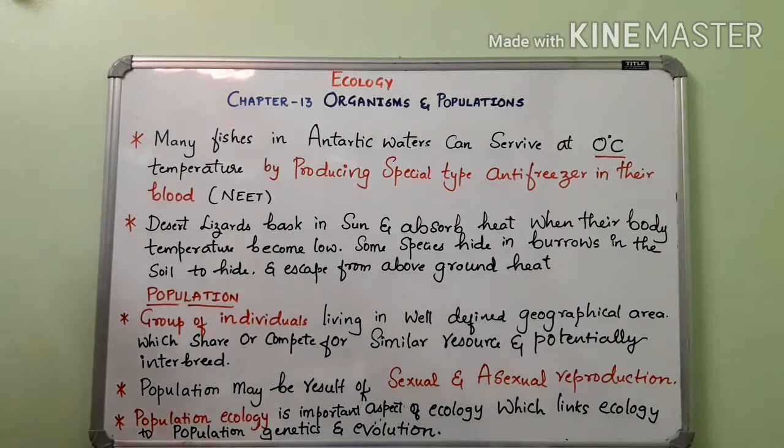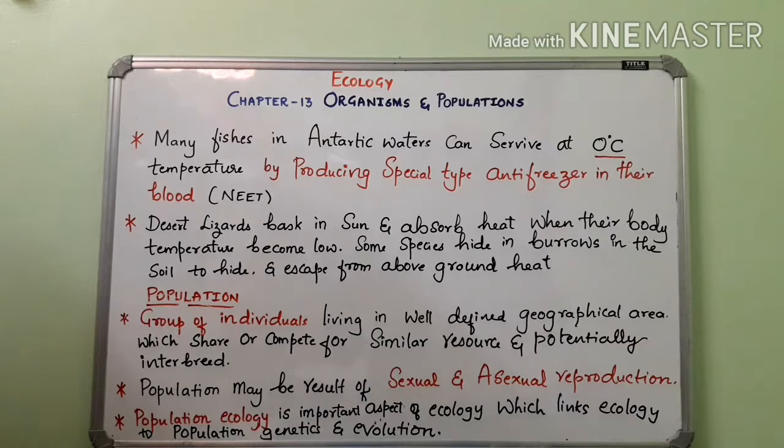So, how can we define population? A group of individuals living in a well-defined geographical area which share or compete for similar resources and potentially interbreed. Interbreeding means they carry out the process of reproduction. So here in population we are talking about only a group of individuals of the same species. They are living in a well-defined geographical area, competing for similar resources and potentially interbreeding.